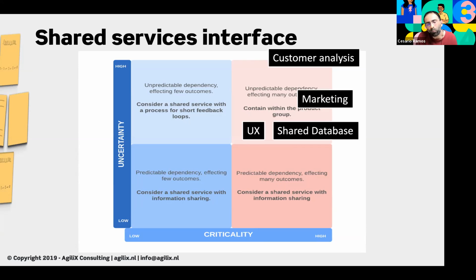typically, and again it will probably be different in your context, the ones I find are unpredictable and critical, affecting many outcomes. Could be UX, or customer analysis, marketing, a shared database. Those are all unpredictable in my experience most of the time. Because we don't really know what UX will work. We don't really know what kind of problem is the right problem to solve. And they're pretty critical, depending on, of course, your strategic focus. So you probably want to discuss and say, well, maybe we should add them into our group.